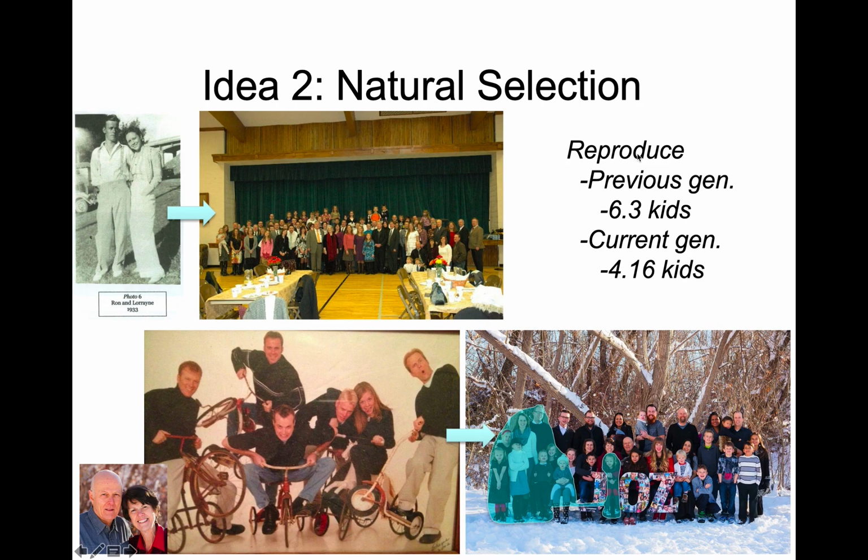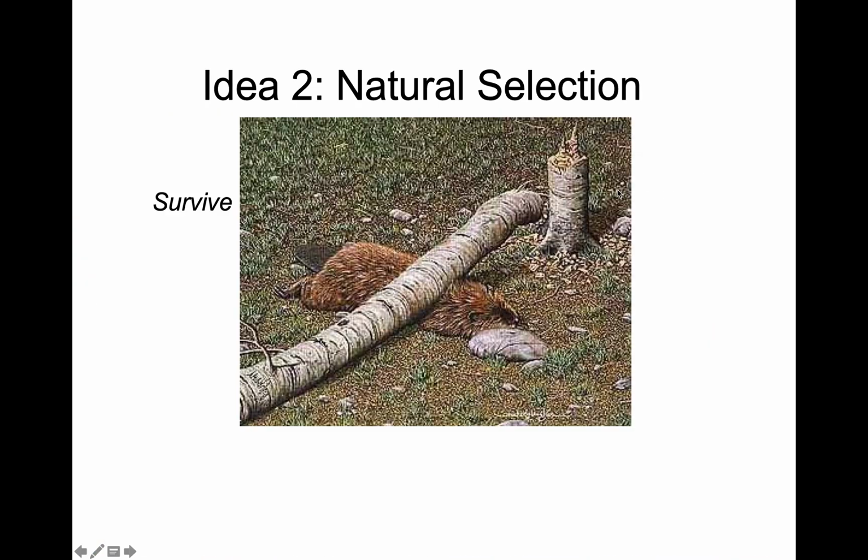But when we talk about this idea of reproduction, right, that this can change from generation to generation, which can affect the ability of natural selection to work in terms of diversity. If you think of natural selection as a filter, if there's fewer individuals, there's less to filter. The previous generation had 6.3 kids, and the current generation is 4.16 kids. And in my family, with the exception of me, our family's right at this average here. Or as you can see in my grandparents' generation, more children.